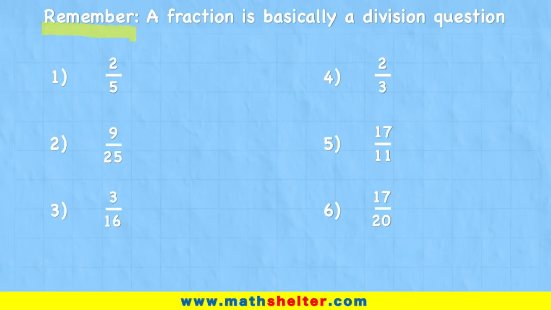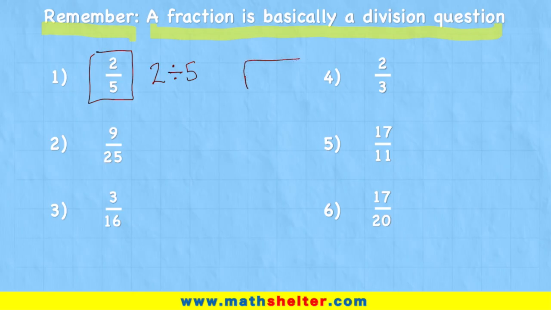So what do we need to remember today? Well, we're going to remember that a fraction is basically a division question anyway. So if we look at this first example here, 2 over 5, what that basically is saying is 2 divided by 5. And 2 divided by 5 could be represented in our bus stop method, where I have a 2, but I'm dividing it by 5. So 5 would be my divisor, and 2 my dividend inside the bus stop.